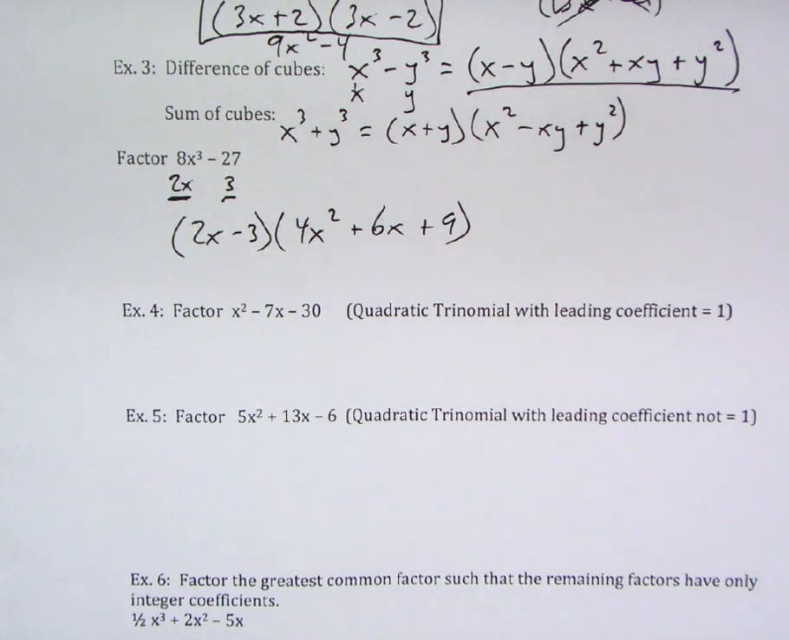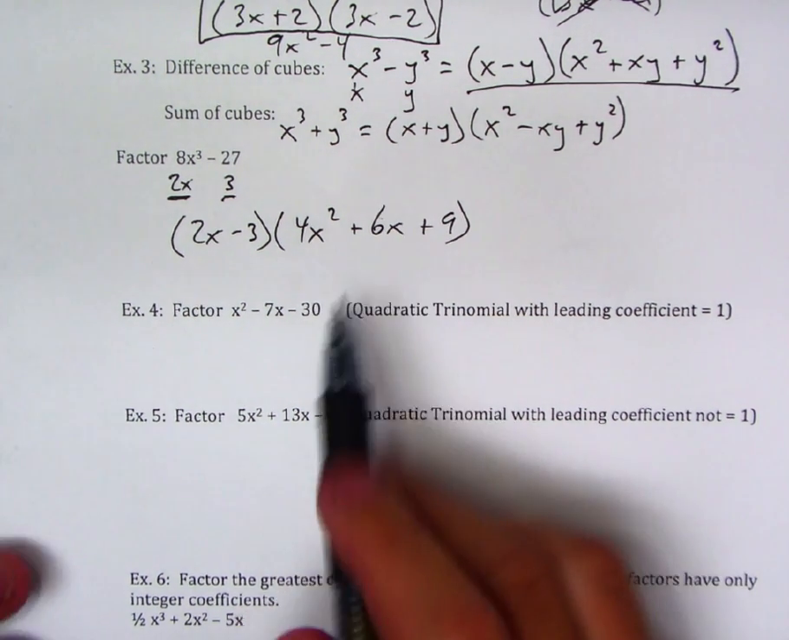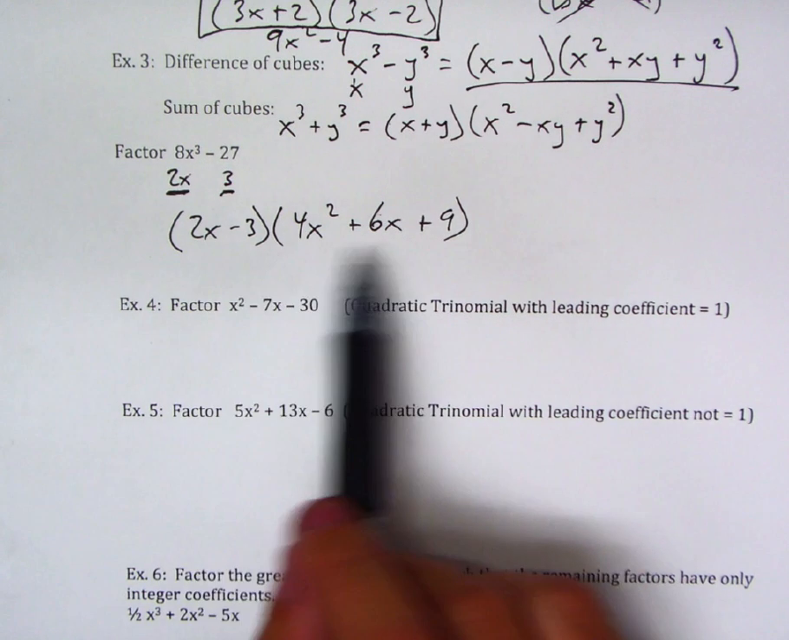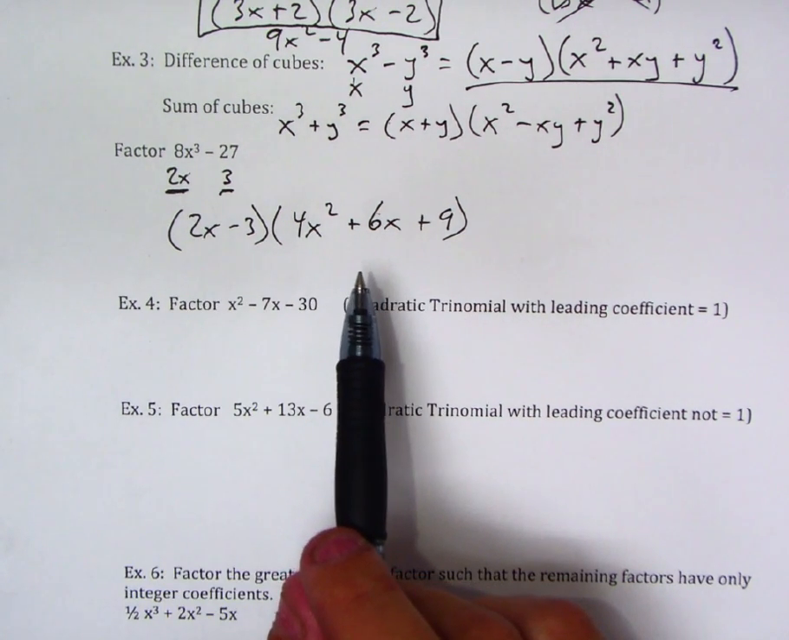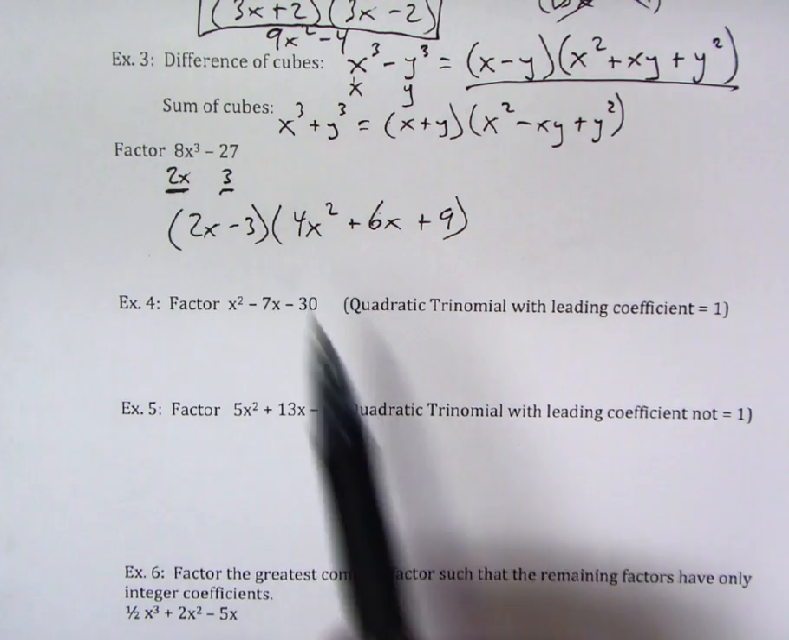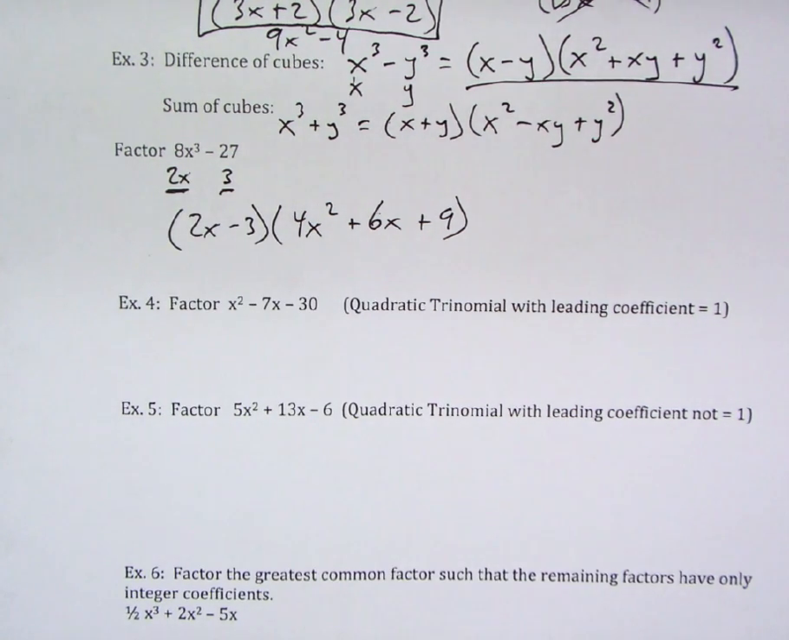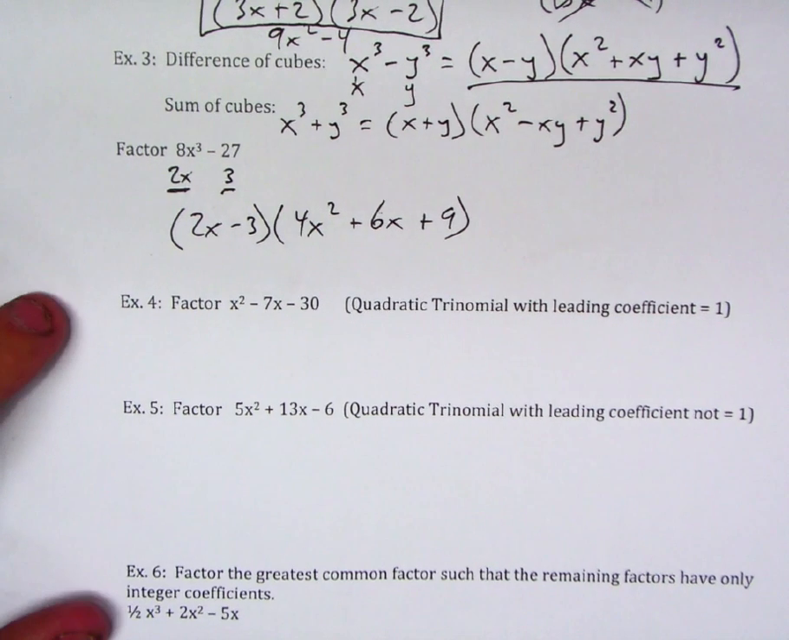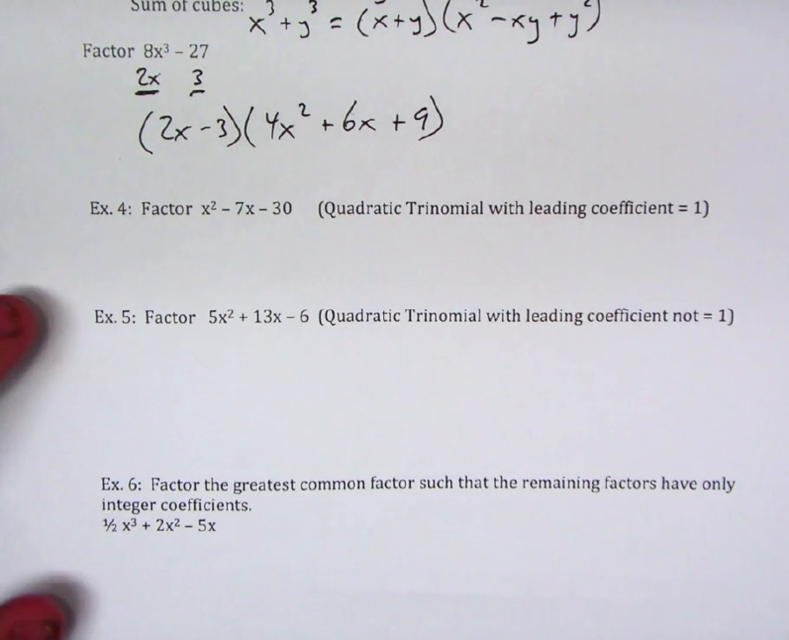When you factor a sum or difference of cubes, whatever's left is going to be your final answer. You're never going to be able to factor any of this more. So that's it. And you can check it. If you distribute this out, you should end up with 8x cubed minus 27. You can check every single factoring method. All right. So that was new.